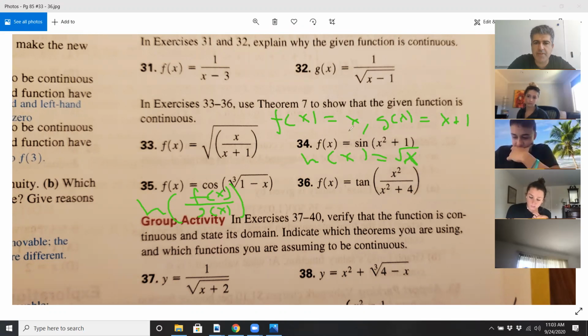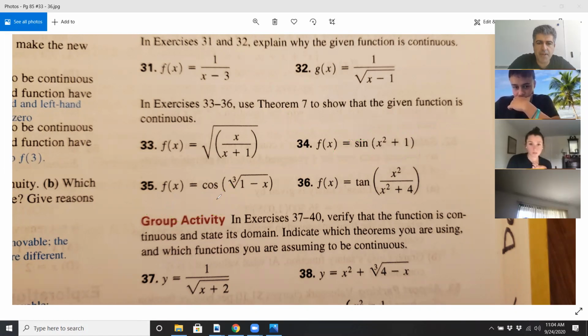Or you could have done this. Forget about g of x. Say f of x is that. That's also continuous too. All rational functions are continuous on their domains. And you could do h of f of x. That would be fine also. So it's kind of open-ended.